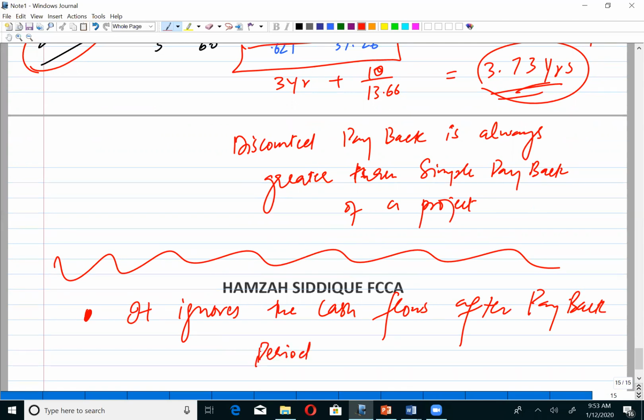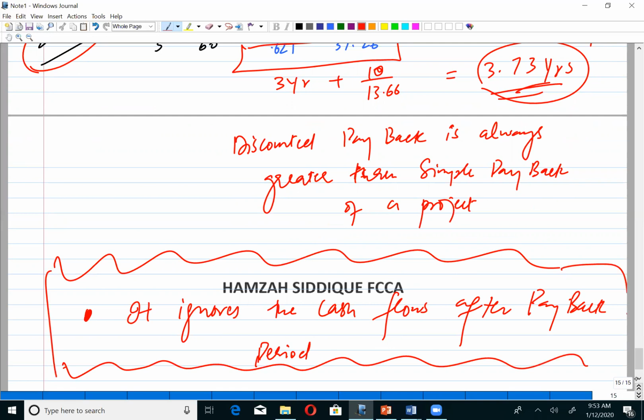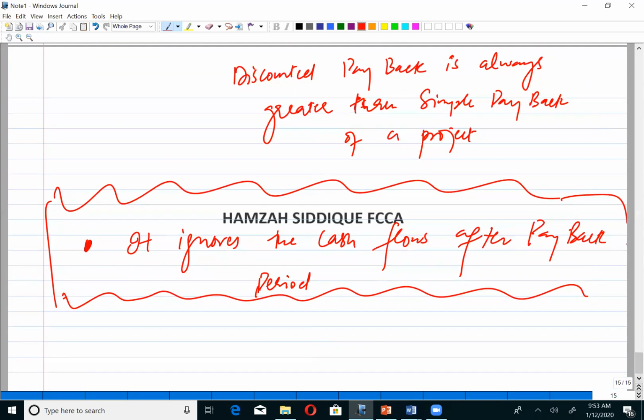It ignores that. Now, here comes the concept of duration, which you have not studied in your previous study. Duration. Here comes the concept, which is a P4 topic basically.